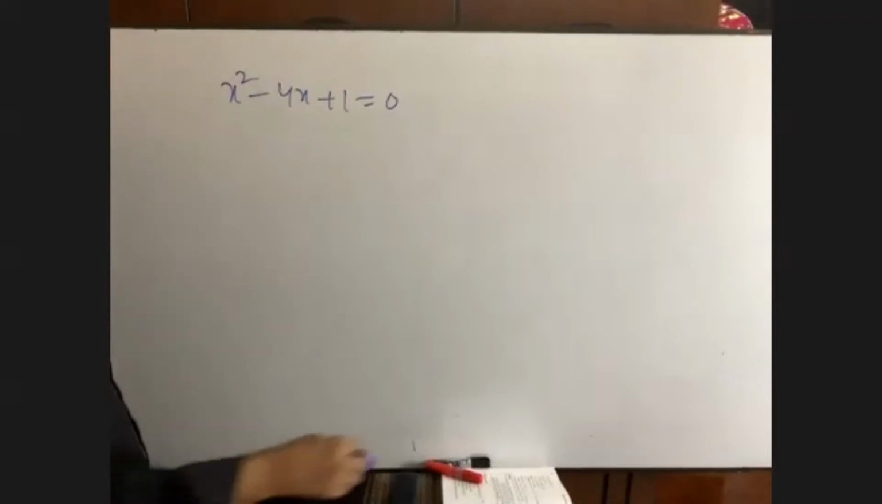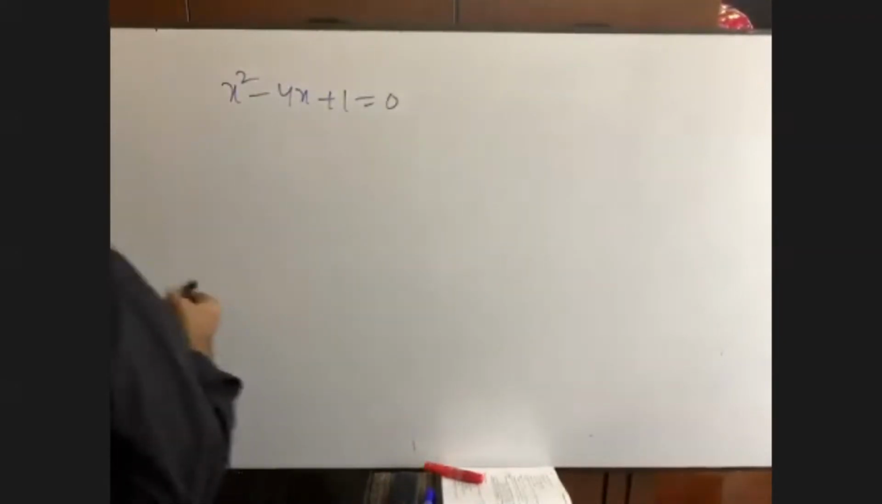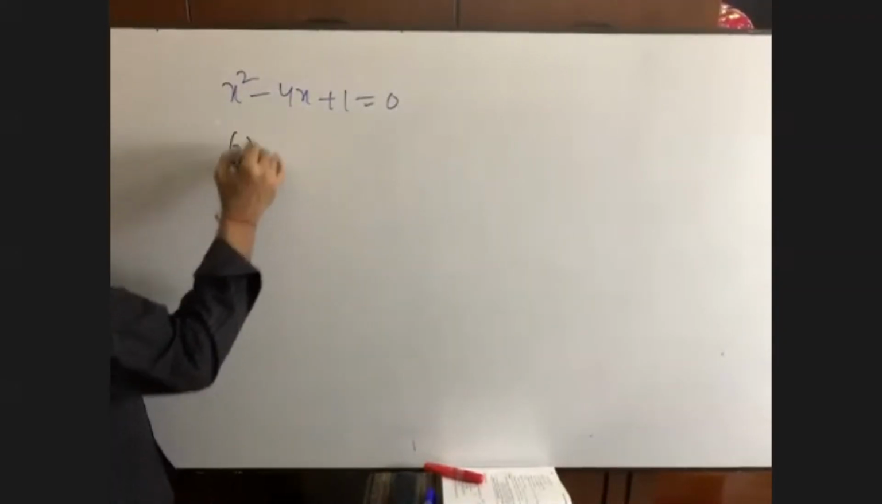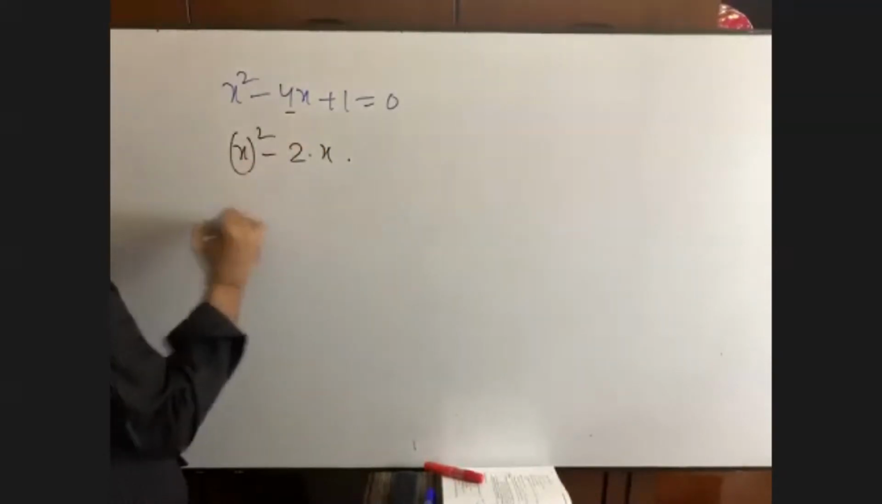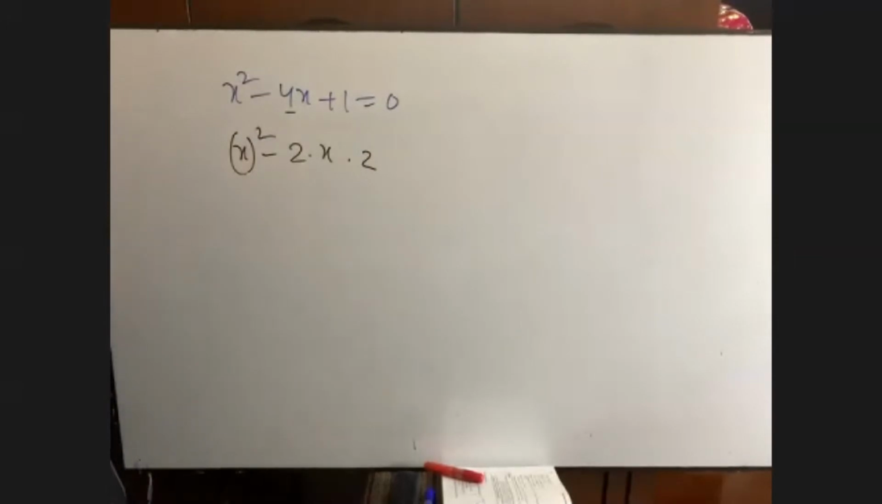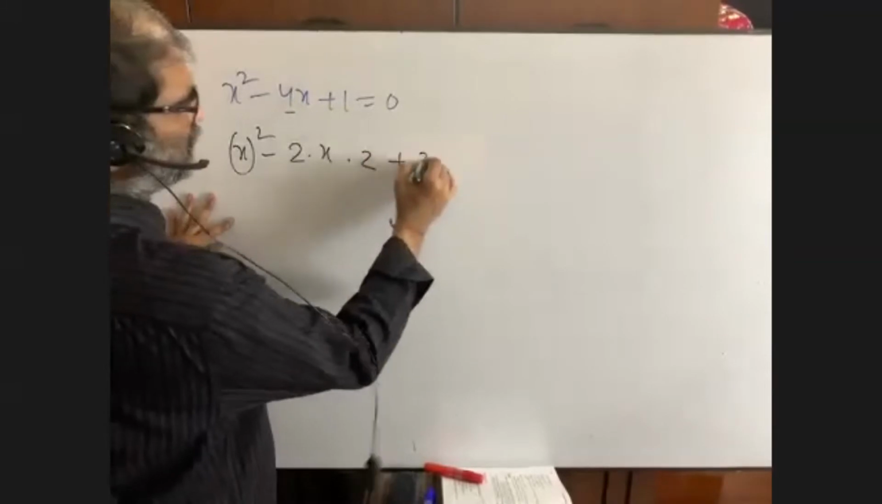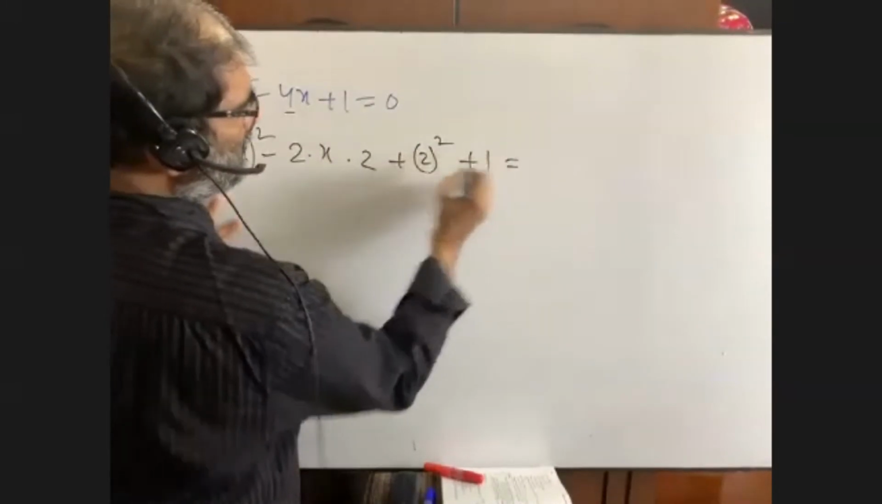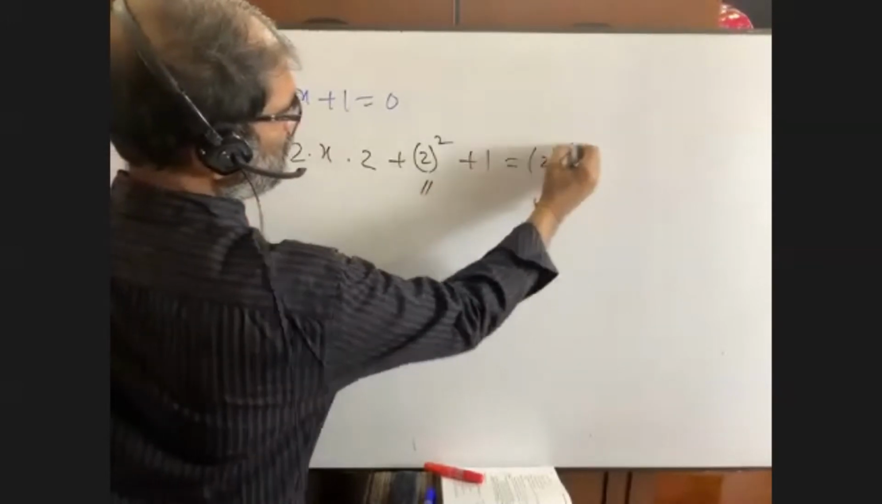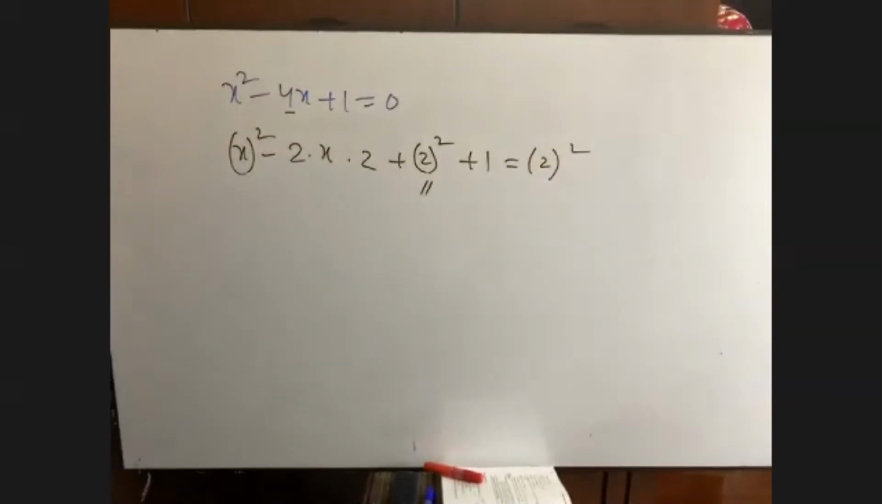Very easy and simple, you see. What will you do? You write down x whole square minus 2 into a. This is a. What we need here? We need 2, right? So it is b, that is b square. It is plus 1, write down plus 1. This has been added. Please try to understand.